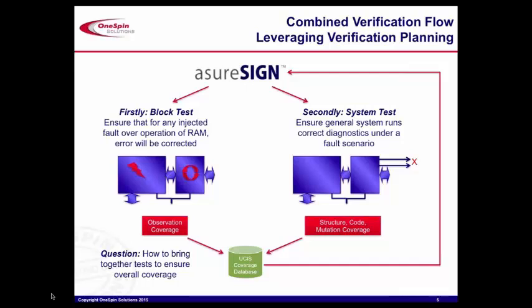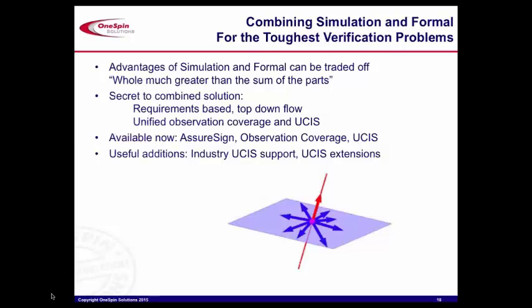So if I go to the end here, basically the advantages of formal can be traded off, as we've seen. The secret, we believe, to a solution would be both a really concise, powerful framework, such as the TVS AssureSign one, for describing the verification plan and directing that to different tools, and then tying together the coverage information using more functional coverage techniques, such as observation coverage, and using standards like UCIS to pull it all together. And a lot of this is available today. AssureSign, observation coverage, UCIS are all available and work to a certain extent and have been used by a number of companies.